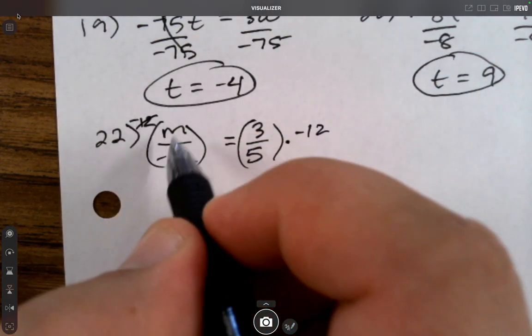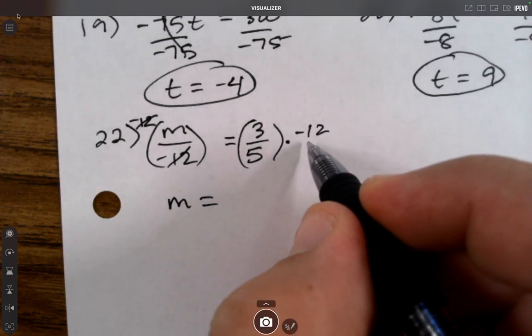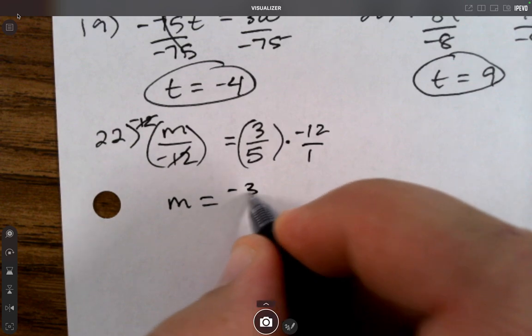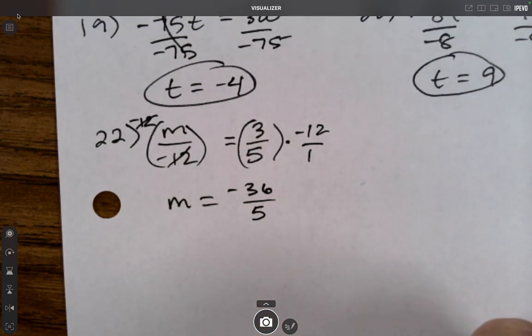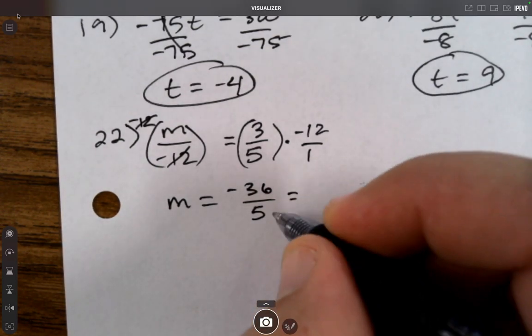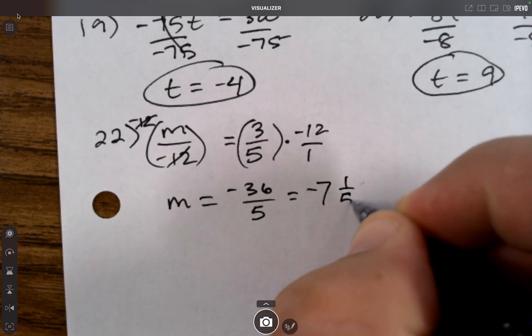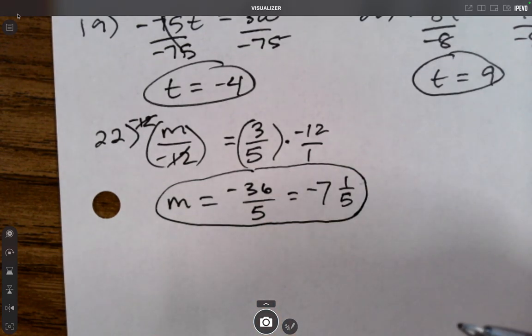So here, the negative 12s just cancel, leaving the m by itself. Here, we treat this as negative 12 over 1. 3 times negative 12 is negative 36. 5 times 1 is 5. And you can leave the answer that way, or if you want to change it to a mixed number, you can. 5 goes into 36 7 times with 1 left over. So both of those forms are equally good.